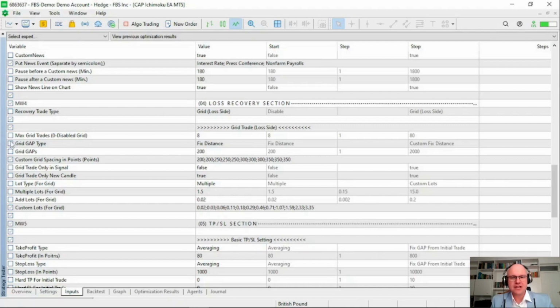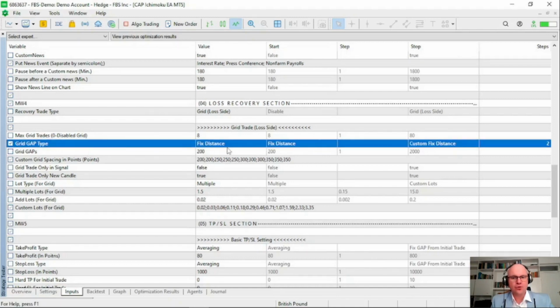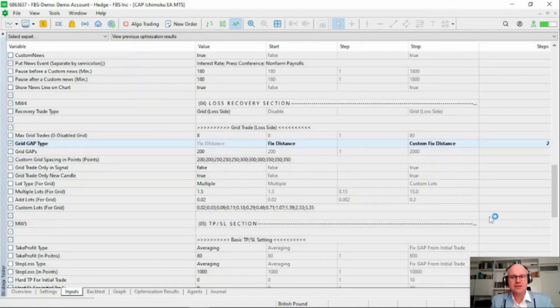So on default, it is currently set to 200 for a regular fixed distance, and it also has a custom fixed distance, which you can then customize according to your own requirements. By doing these additional optimizations, you can often eliminate the settings that are necessary to change and only learn to focus on the main ones.